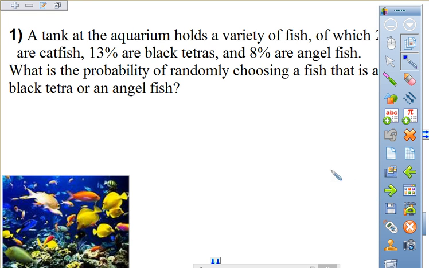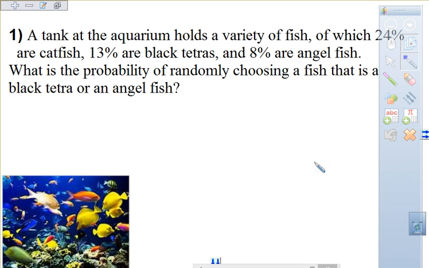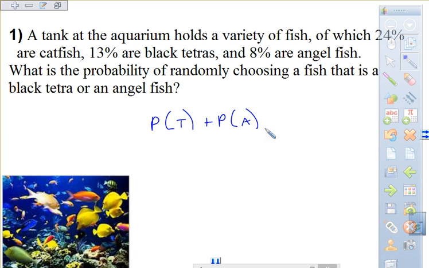The tank at the aquarium holds a variety of fish, of which 24% are catfish, 13% are black tetras, 8% are angelfish. What is the probability of randomly choosing a fish that is a black tetra or an angel? So we want the probability that it's a tetra plus the probability that it is an angel. So you can't be a tetra and an angel, but you could be one or the other. So this would also be mutually exclusive. So the probability of being a tetra is 13%. Angelfish is 8%. So we get a total of 0.21 or 21%.